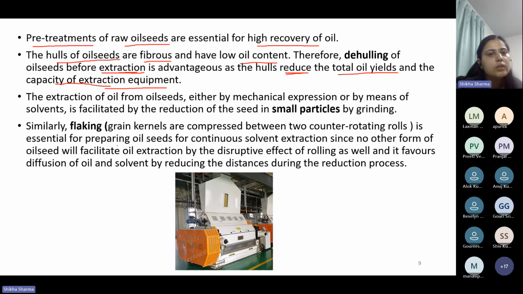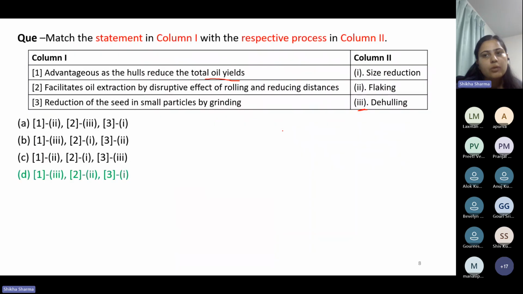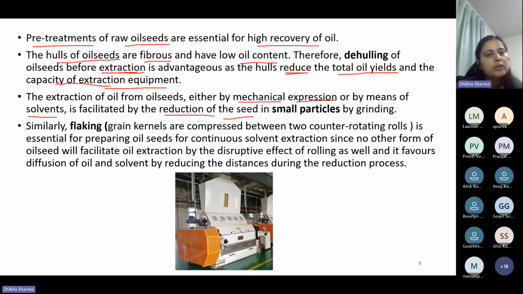Second is grinding, which is conversion into small particle size. The extraction of oils from the oil seed, either by mechanical extraction or by solvent extraction, is more easily done if there is a size reduction of the seeds by the grinding process. So size reduction is related to reduction of the seeds in small particles by grinding.